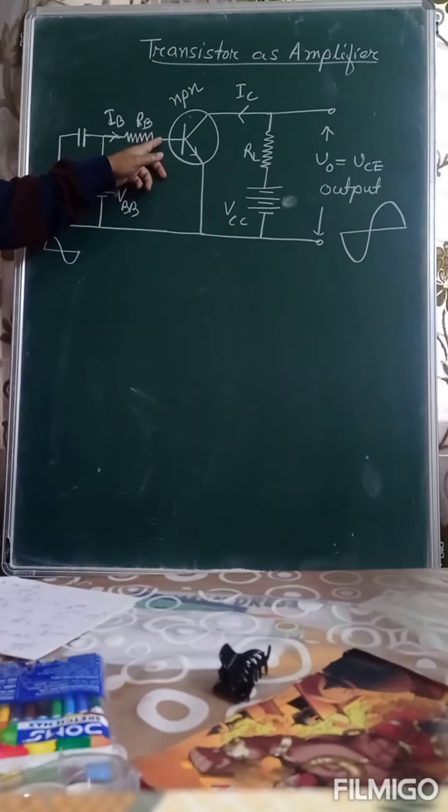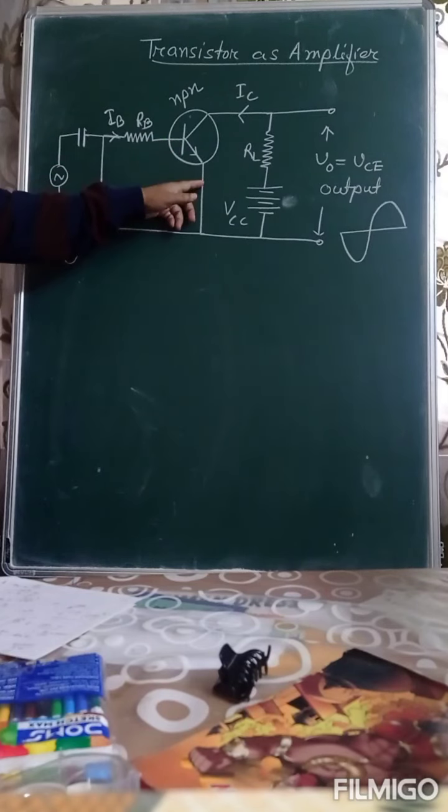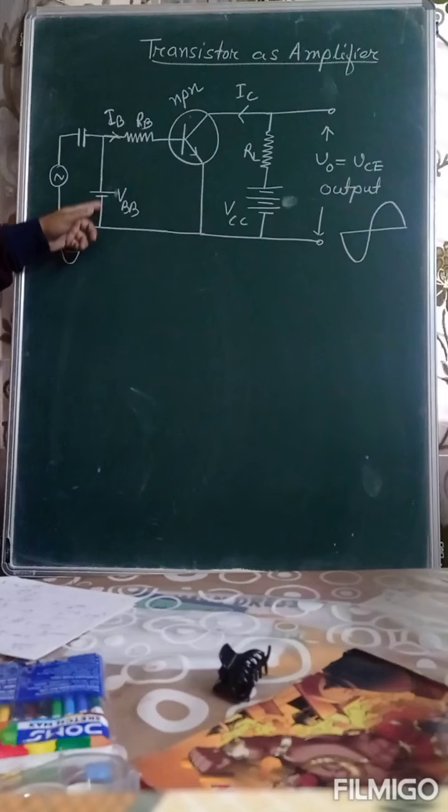We know base emitter junction should be forward biased. This is base, this is emitter. It should be forward biased.